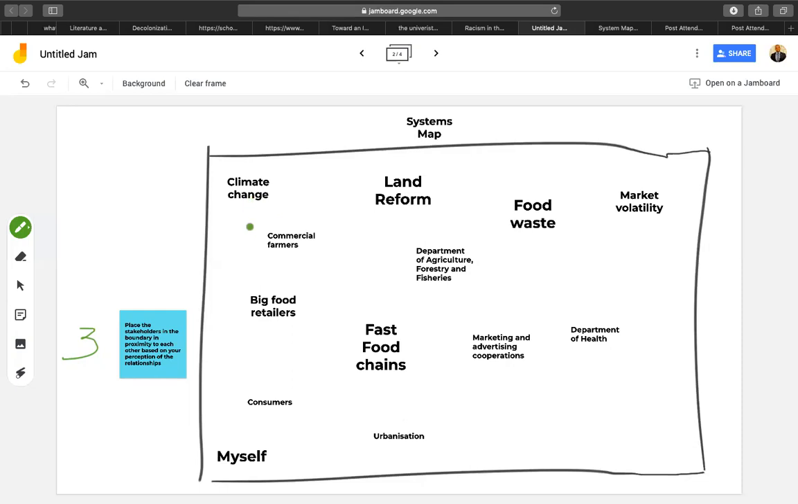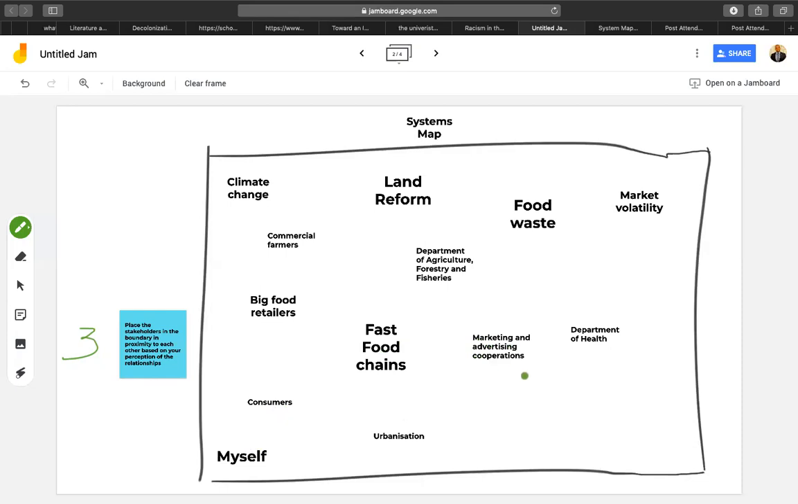And you can see some of the stakeholders that I have identified as important. There is me here at the corner. I am close to the consumers because I feel I have a greater influence and relationship to them. I have fast food chains and I place them close to marketing and advertising corporations.